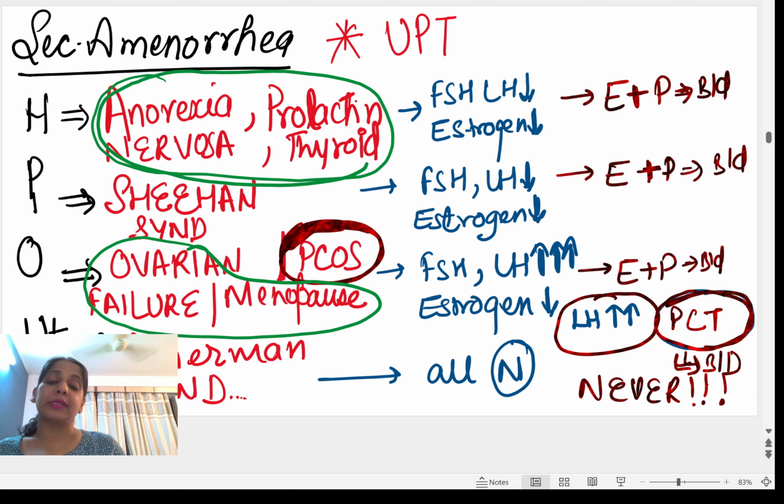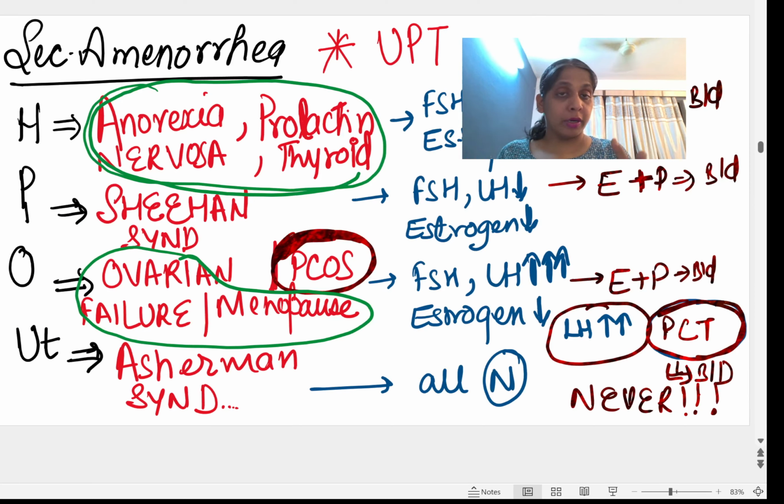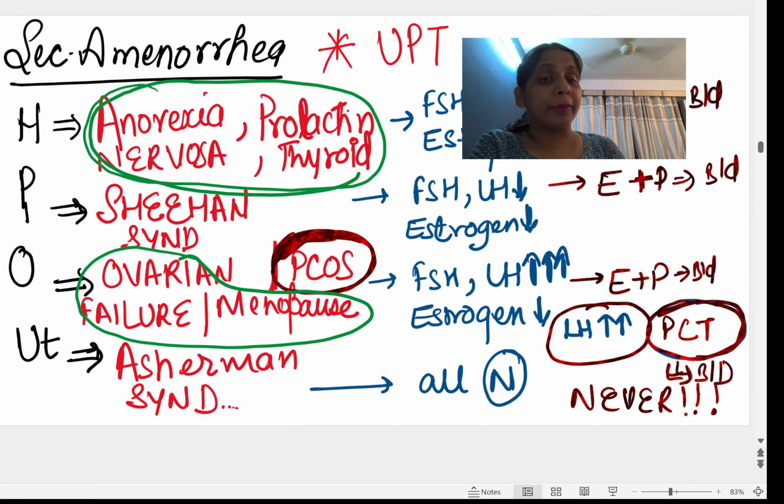in the case of ovarian failure or menopause, the patient will have FSH and LH high in amount and estrogen decreased in amount. What happens if the uterus becomes non-functional? The endometrium is present but it is not able to proliferate, so then it is known as Asherman syndrome.